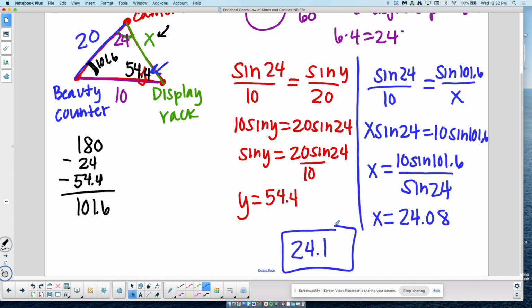Feet, what are we in? Meters. So the distance between the security camera and the display rack is 24.1 meters. Kind of a fun problem, getting to practice both finding missing angles and sides.